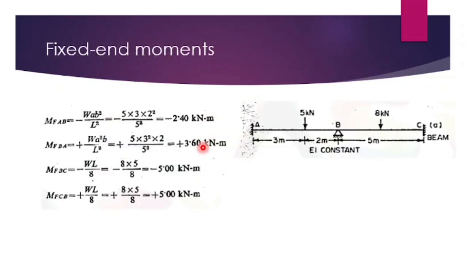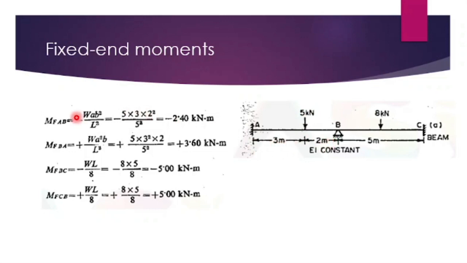What is the first step? Finding the fixed end moment. Since you are having a point load not acting at the center, A and B is taken as a fixed end. It is 5 kilonewton and A will be 3 meter, B will be 2 meter.